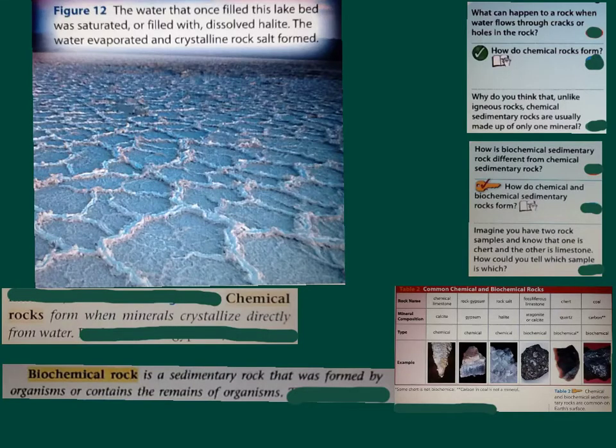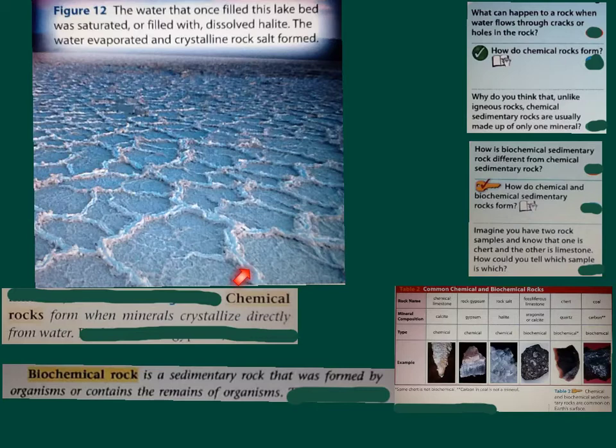Chemical sedimentary rocks. Remember that as water flows through cracks or empty spaces in rock, it can dissolve minerals in the rock. Eventually, rivers carry these dissolved minerals to the oceans. Dissolved minerals entering the ocean contribute to the saltiness of seawater. Water can become saturated with dissolved minerals. When this occurs, particles can crystallize out of the water and form minerals as shown in Figure 12. Chemical rocks form when minerals crystallize directly from water. Rock salt, rock gypsum, and limestone are examples of common chemical sedimentary rocks. Reading check. How do chemical rocks form?